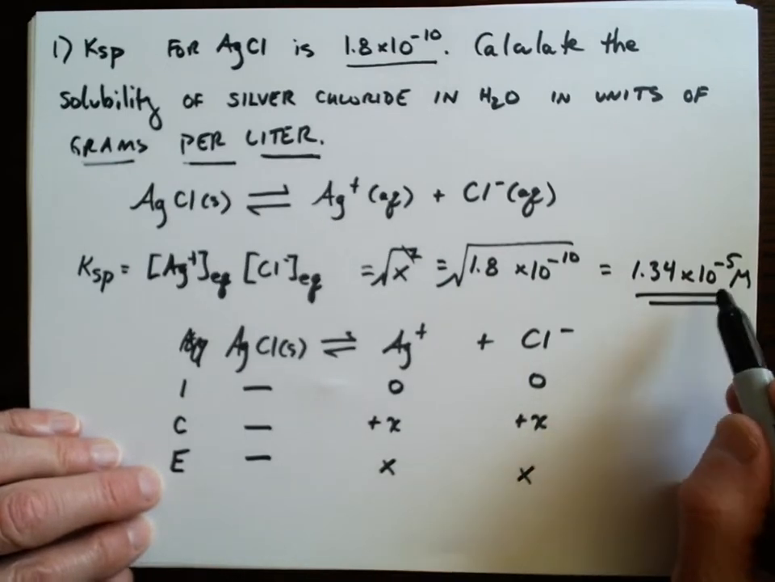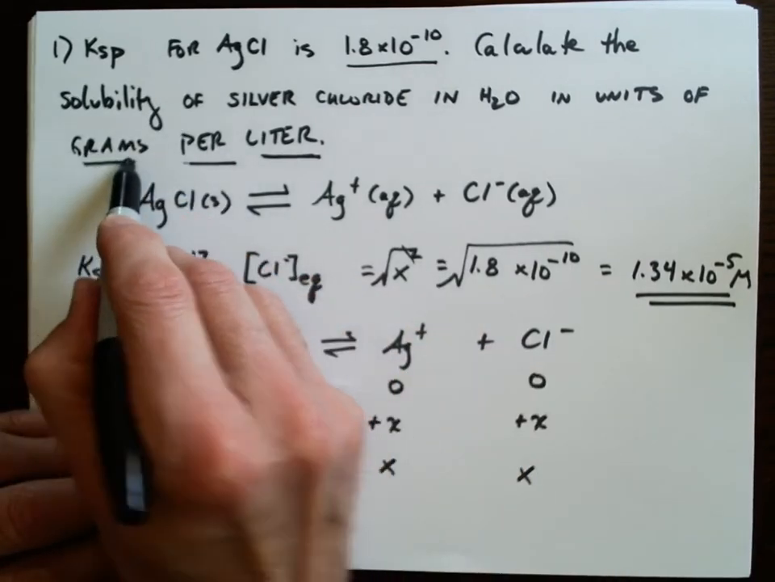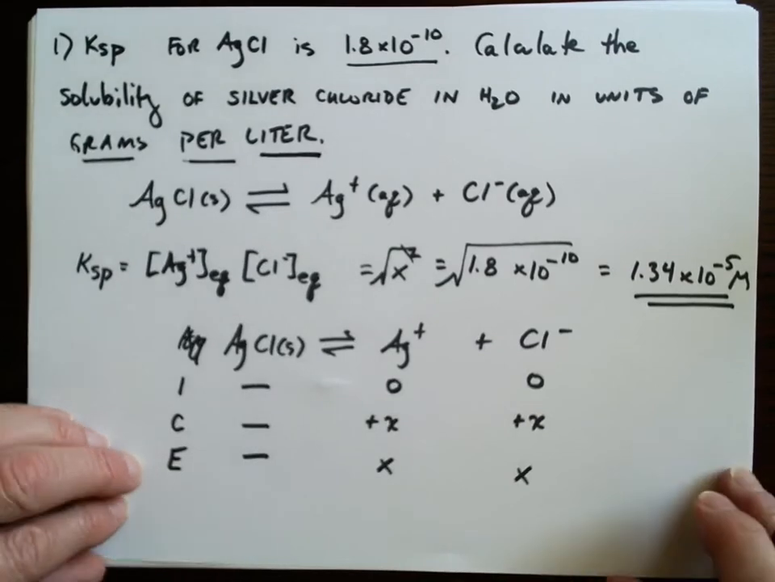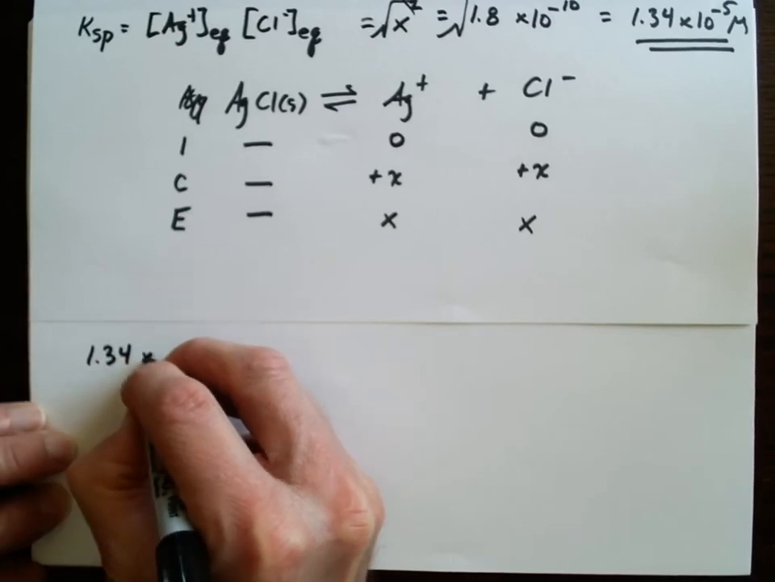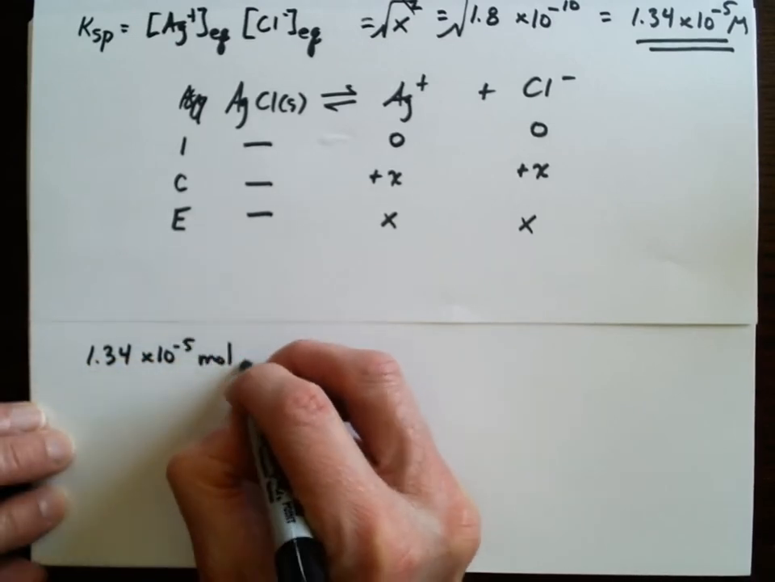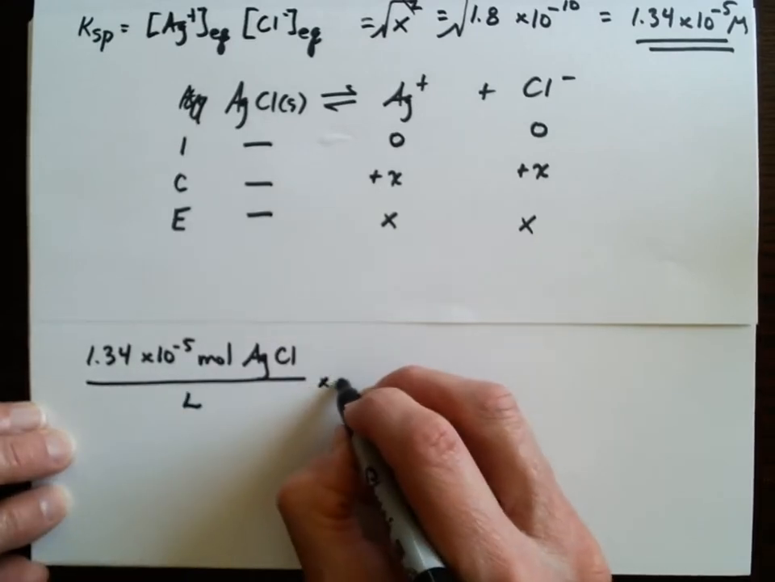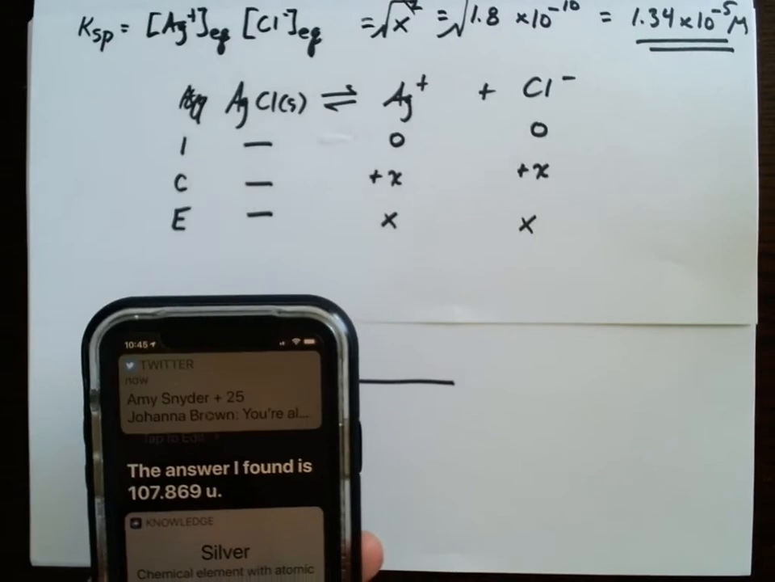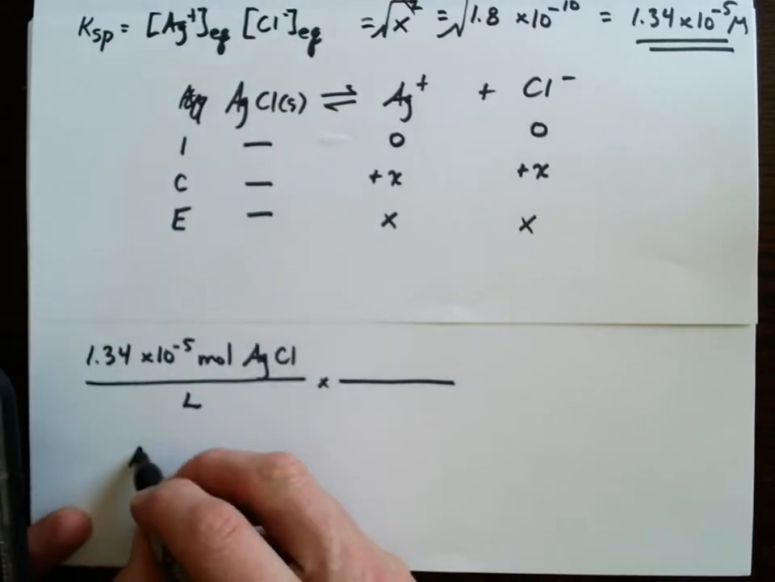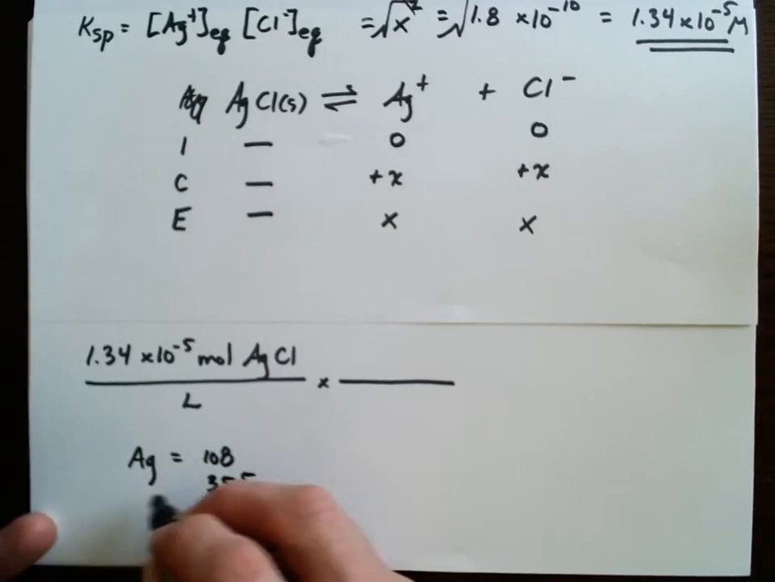Well, molarity has units of moles per liter. The question asks for the solubility in grams per liter. So there's going to be another step here that we have to take. We're going to take 1.34 times 10 to the negative 5 moles of silver chloride for every liter. And let's see, what's the molar mass of silver? It's 108. So silver is 108, and then chlorine is 35.5.